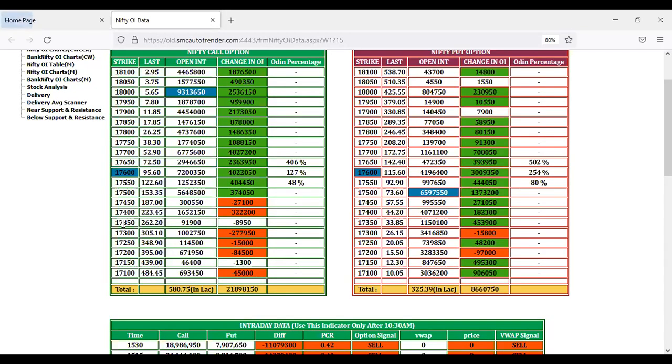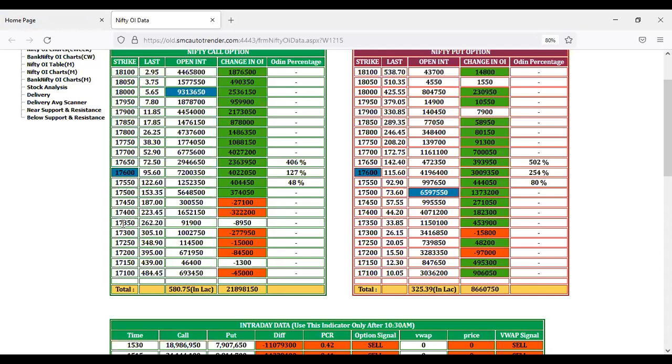To avoid trapping yourself, you need to take care that the support is being broken. I'll give you a reference of Wednesday's trade, where an eventual break of the support level led to a very good trade, which extended up to 300 or 400 points.